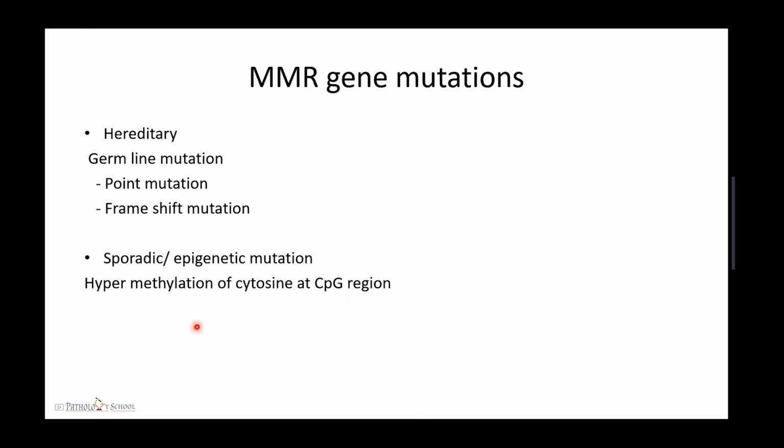Now, MMR gene mutations, they can be hereditary or sporadic. So, hereditary germline mutation, that is point mutation or frameshift mutation. Sporadic or epigenetic mutation, it can be because of the hypermethylation of cytosine at the CpG region.